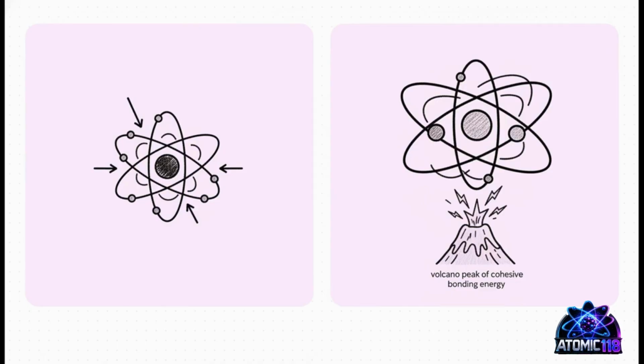But then you have molybdenum. Molybdenum is sitting in the 4D series. Its electron clouds are well shielded, they're much larger, and they let molybdenum use all 6 of its valence electrons to form incredibly strong bonds without needing extra energy to get activated. It essentially sits at an absolute peak of cohesive bonding energy.